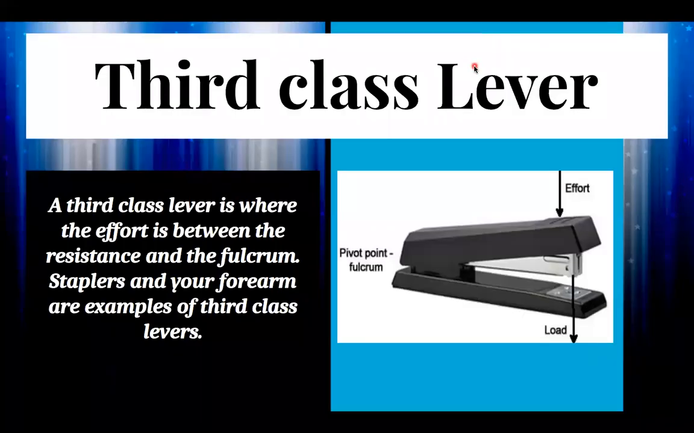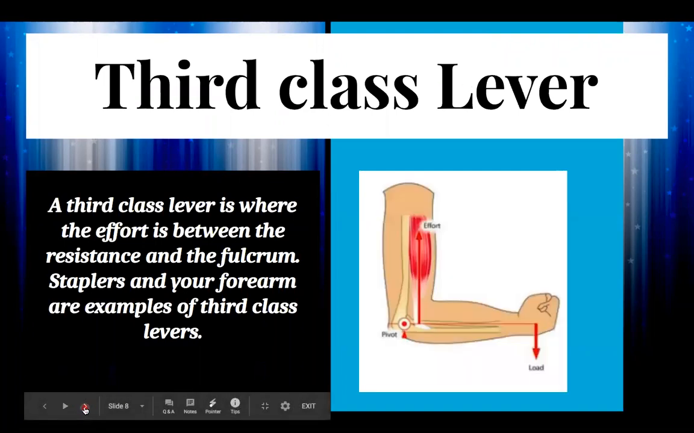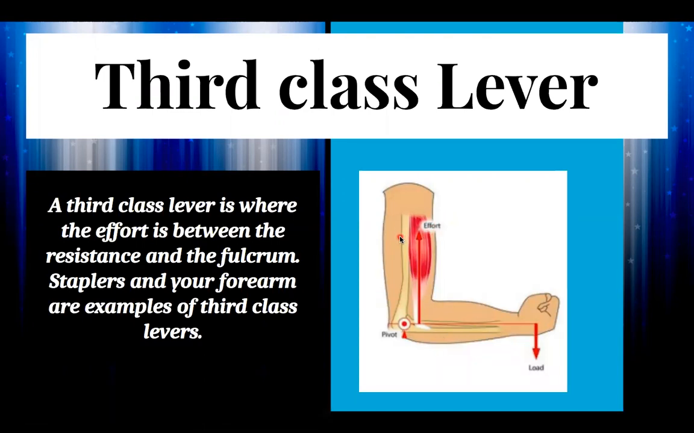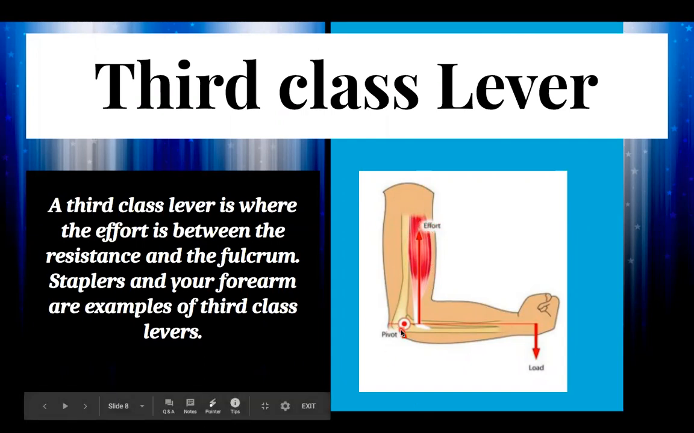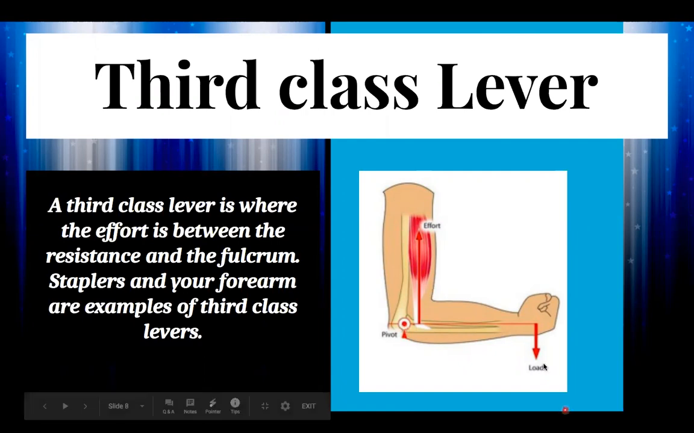Okay guys, so now in the next part we see our forearm. Now I'll explain to you about the forearm. Okay, in the forearm, this is our pivot point, meaning the fulcrum, right? Our elbow point, in which the bone is there and the muscle is there. Now you see, this is our load. Our hand is our load, meaning our resistance.